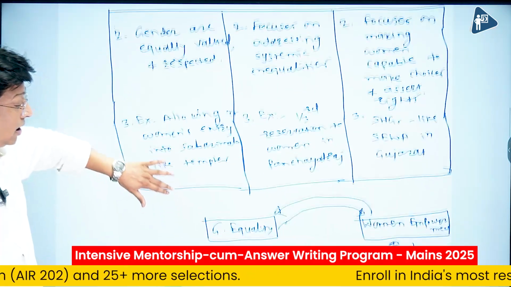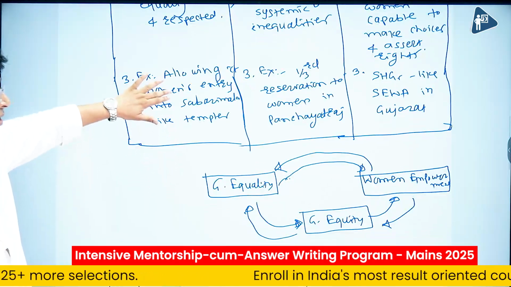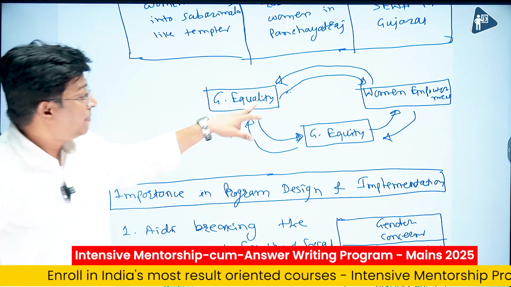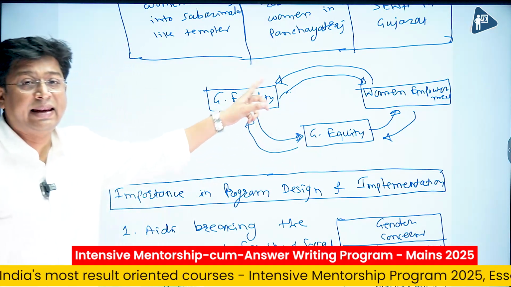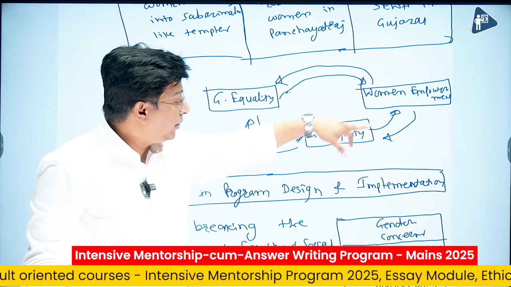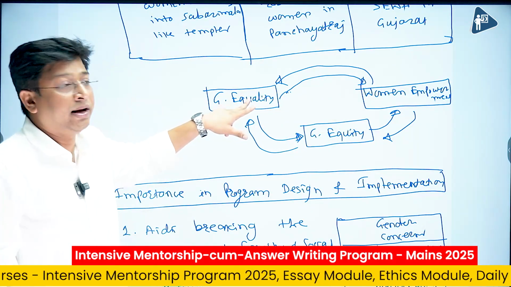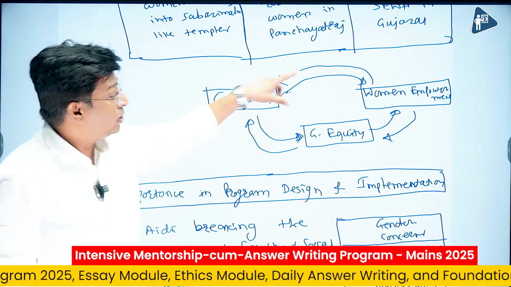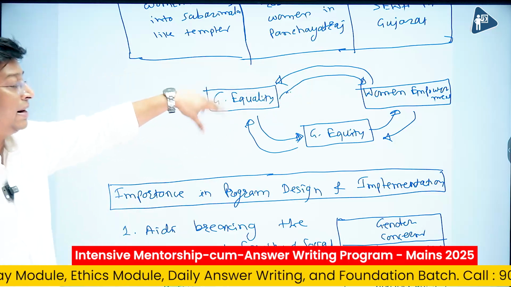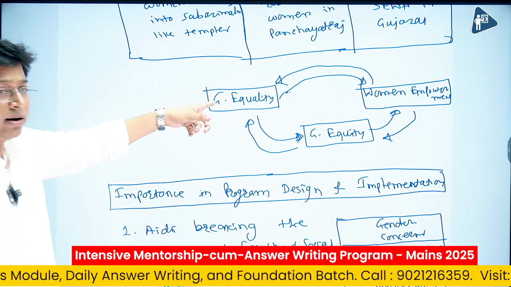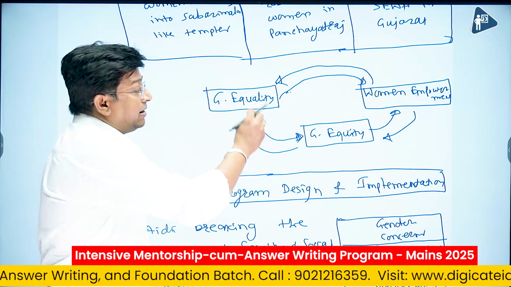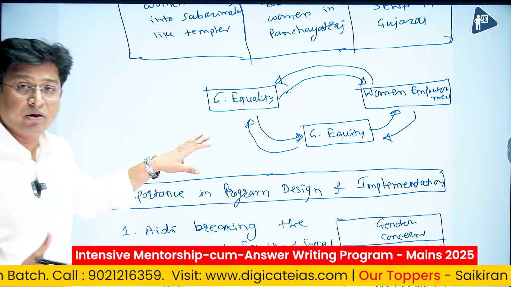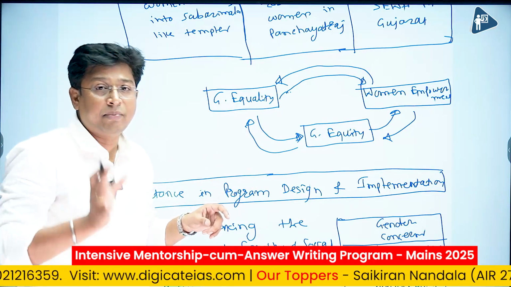Now, to make your answer clearer, more visible, and more powerful, we can draw some diagrams like this. This is gender equality, women empowerment, gender equity. It is a cyclic process. If we do women empowerment, it will lead to gender equity and gender equality. If we bring gender equality in our society, it will ensure gender equity and also lead to women empowerment. So this is a cyclic process which I have tried to showcase through a diagram. Always remember, drawing such diagrams will make your answer distinct from your competitors, and will definitely give you at least half a mark extra.